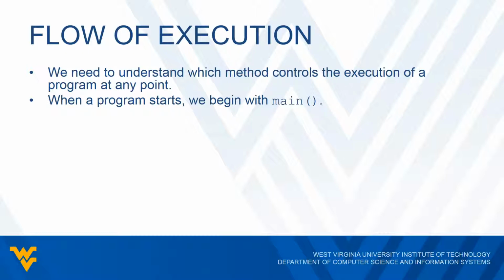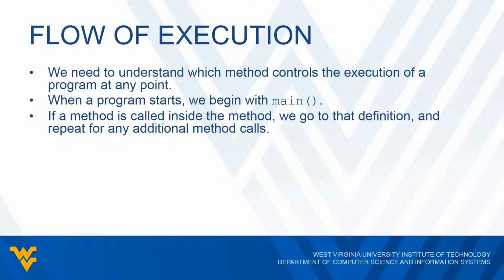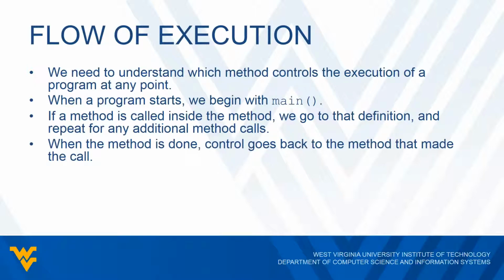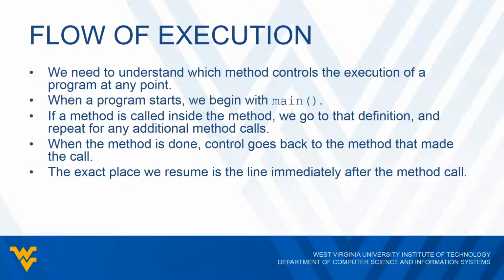So it starts there. Now, if we call any method inside of main, we're going to go to the definition of that method. And if that method calls a different method, we'll go to the definition of that method and so forth. So for any additional method calls, we're always going to jump control to the definition of the method that we call. Now, when this method is done, the control goes back to the method that made the call. And then the exact place where we resume execution is the line immediately after the method call.